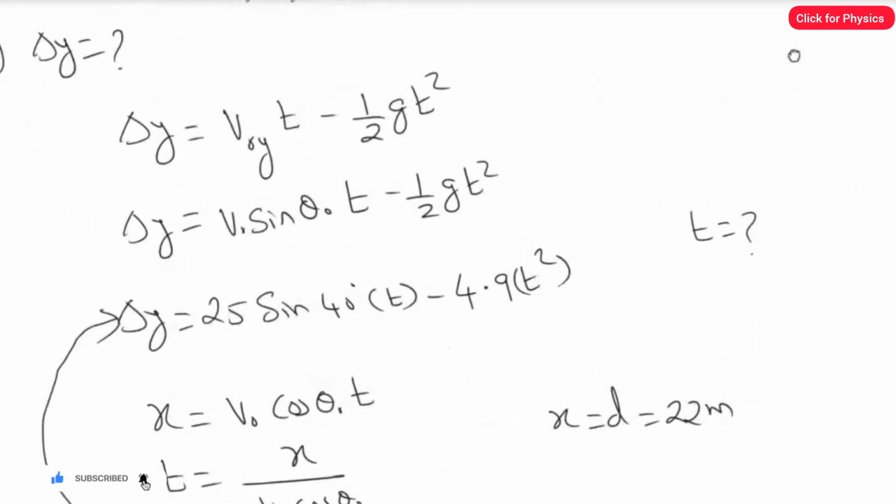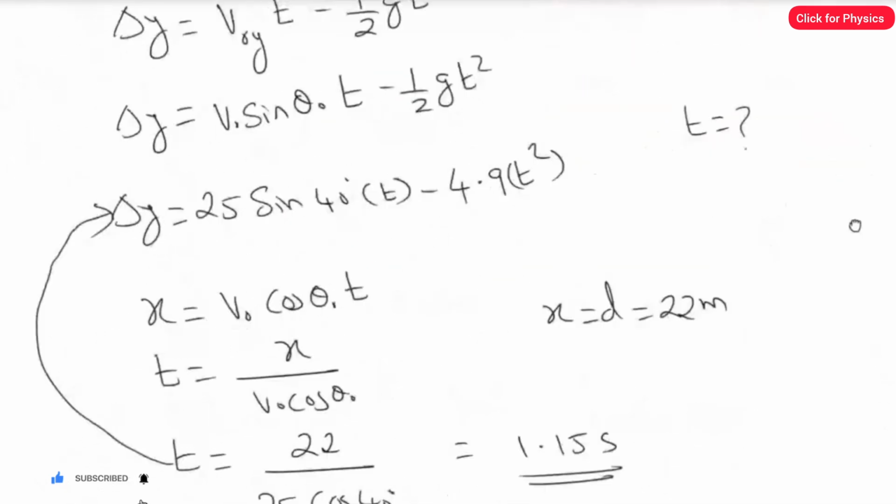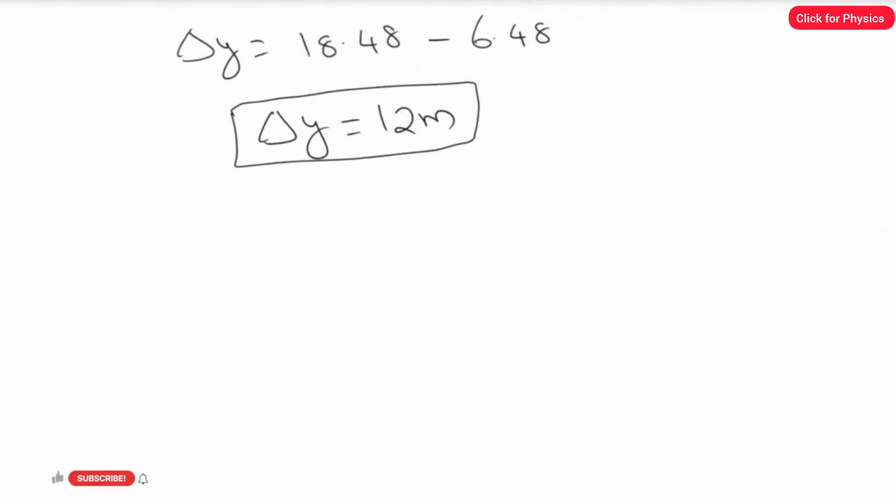So let's go back to the diagram. The value of delta y, when the ball hits the wall, from the throwing point to that distance, what's the height? Which is 12 meters. Now we have to answer part B and part C. The equation we already studied in chapter number 4 while we studied projectile motion. So let's rewrite the equation directly.